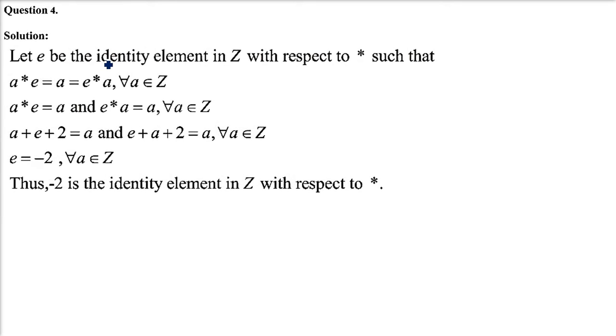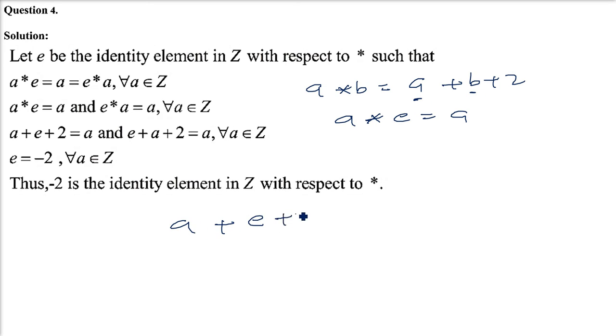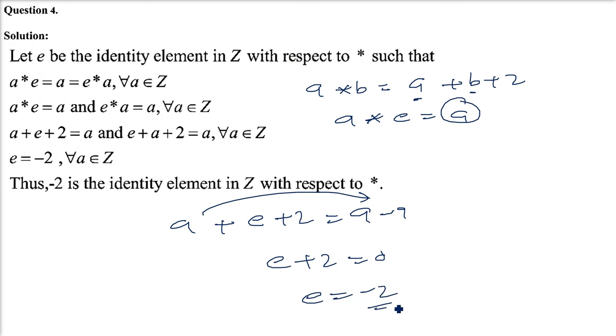This is your answer. Now we have the fourth part on the set Z of integers. If the binary operation star is defined by A star B equals A plus B plus 2, then find the identity element. So A star E should be equal to A. In the place of B, just replace it by E. A plus E plus 2 equals A. A gets cancelled. E plus 2 equals 0. E gets the value negative 2. So it is the identity element.